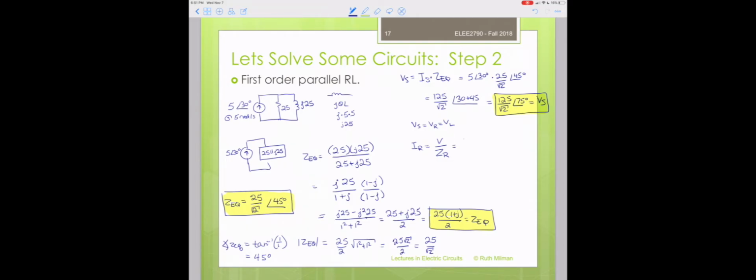That's fairly straightforward. 125 over the square root of 2, and we have an angle of 75 degrees, and we are going to be dividing by the impedance. It's purely real, it's just 25. Well, this is simply equal to 125 over root 2 times 25 with an angle of 75 degrees, but of course that's just equal to 5 over root 2 at an angle of 75 degrees.